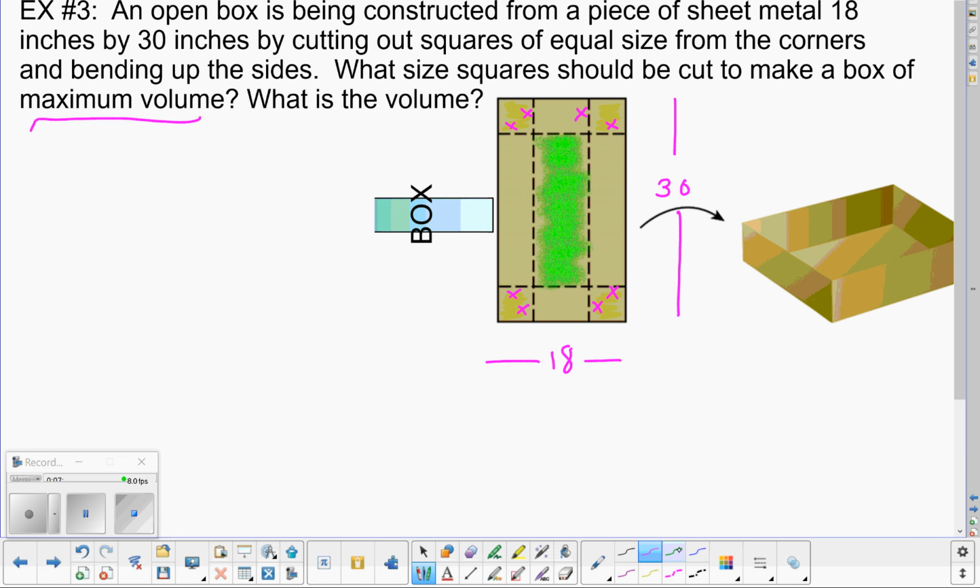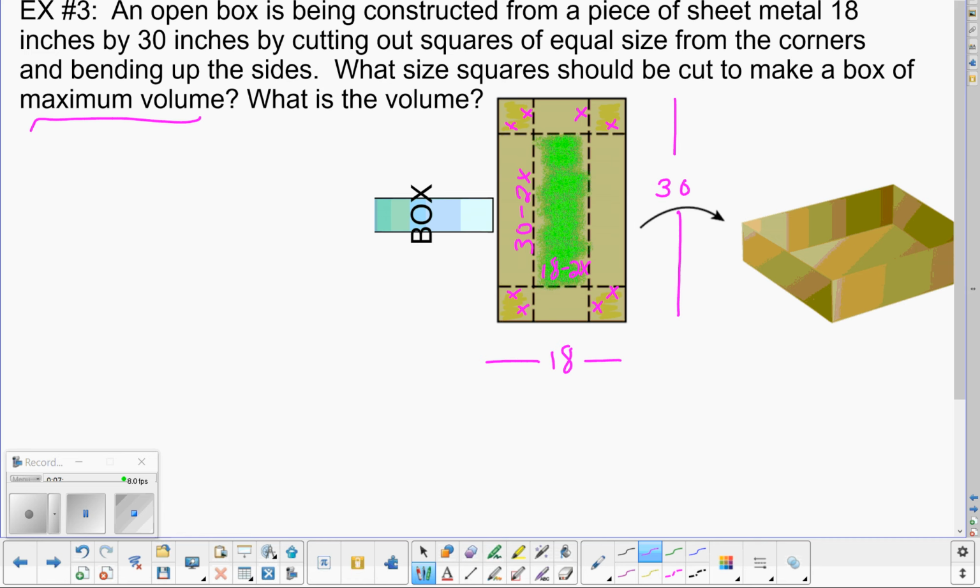How long will that be? Well, that's going to be 30 minus the x from each side, so 30 minus 2x is my cut there, and the width is going to be 18 minus 2x, and that will give us that interior base dimension.